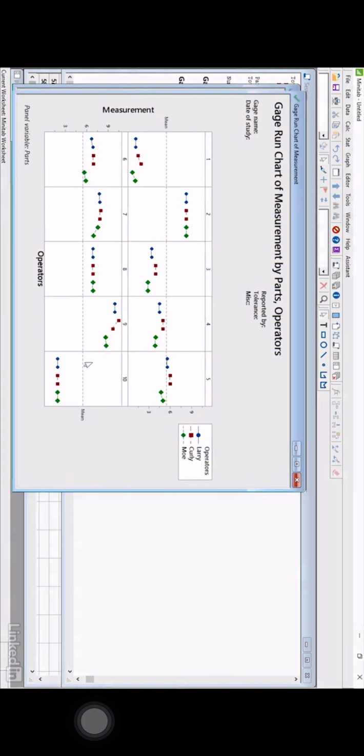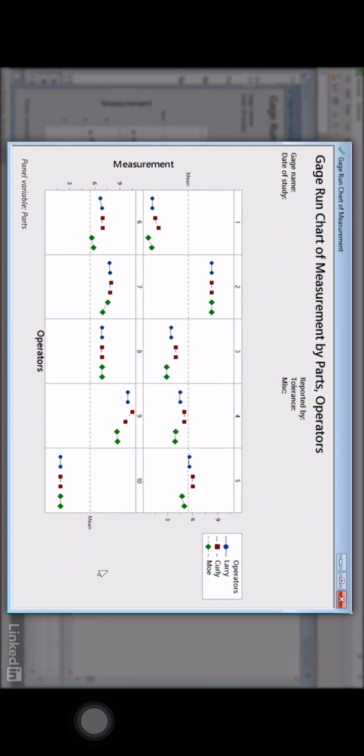Another useful chart I'd like to see is how the parts are measured by the various operators and see if they are consistent with themselves and with each other. Graphically, it's called a gauge run chart. Let's go to the Stat, Quality Tools, Gauge Study, Gauge Run Chart. Let's specify the columns. And OK. And there you have it. Let's make it bigger. You can see the 10 parts being measured twice by each of the 3 operators with the different colors, as you can see on the legend here.